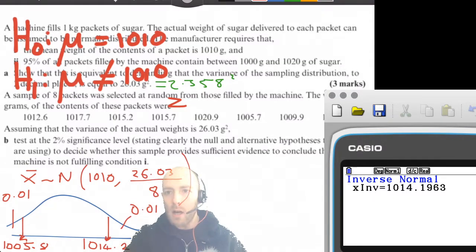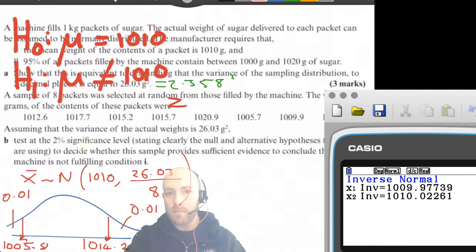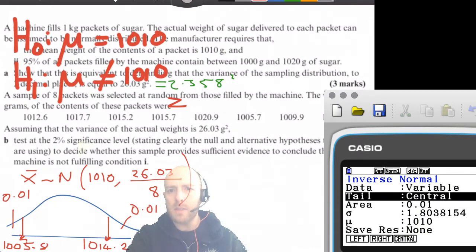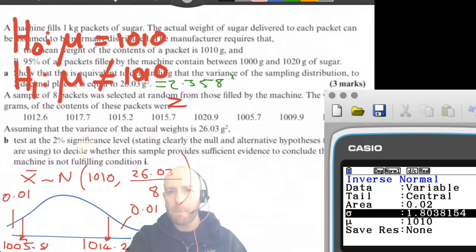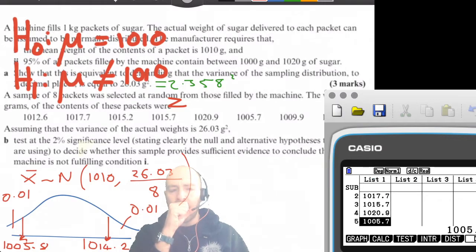Just to show you what central would do, if you push central, it's a nice fast... oh, hang on, that's not right. Ignore that. Don't use central. If we did central, I think we need to put 0.02 in. No, I don't really know what that's doing. Ignore central. It doesn't seem to work.